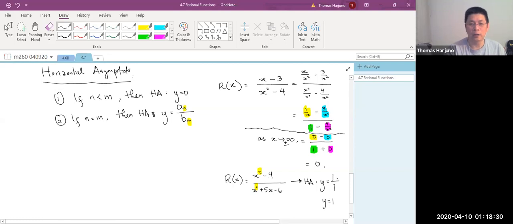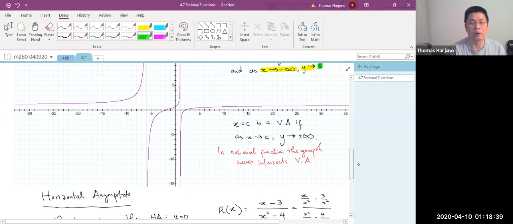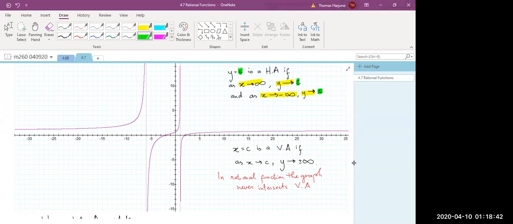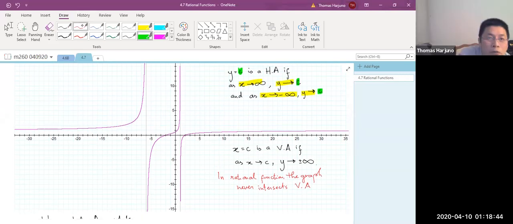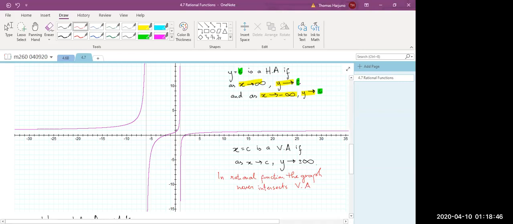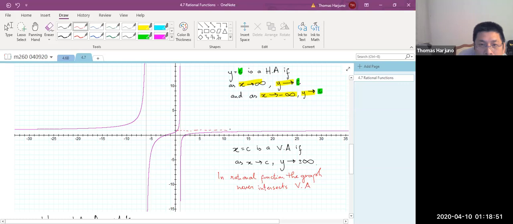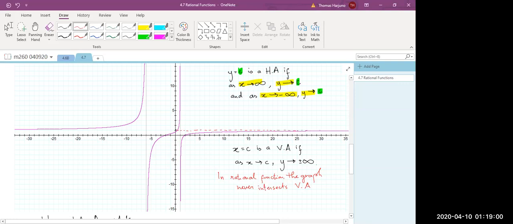In fact, this rational function that we just did has this graph. This is the graph, and if you trace that horizontal asymptote, y equals 1, you see that it gets closer and closer. The graph gets closer and closer to y equals 1 as we go very far to the right, and also as we go very far to the left.